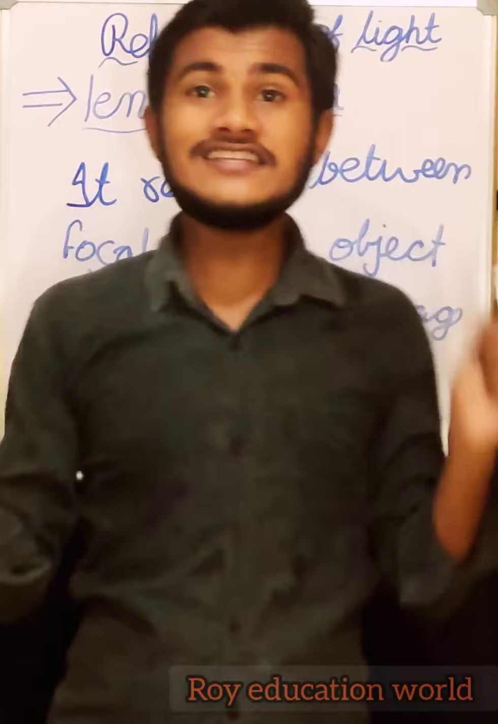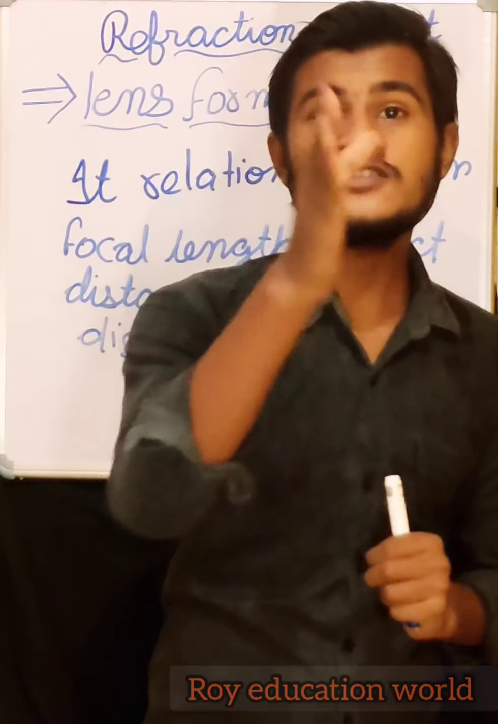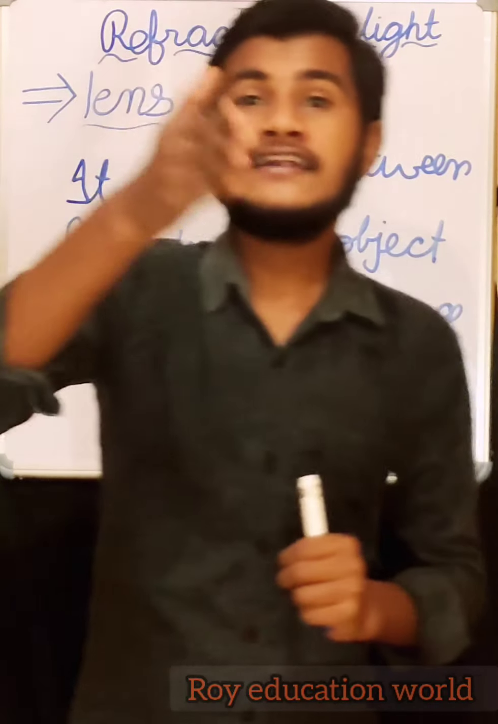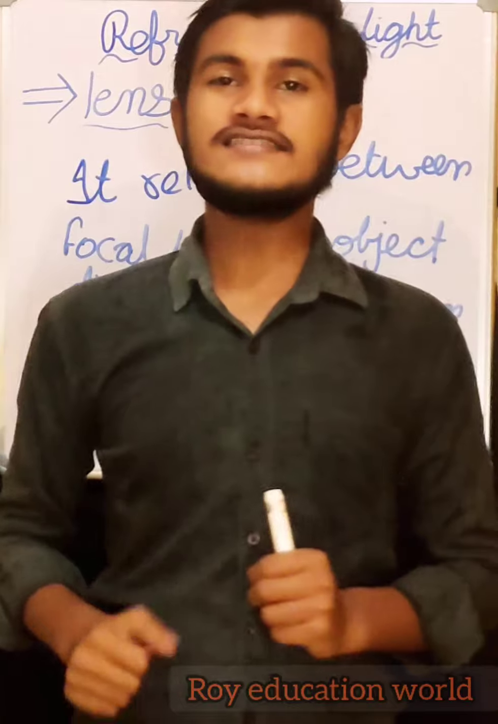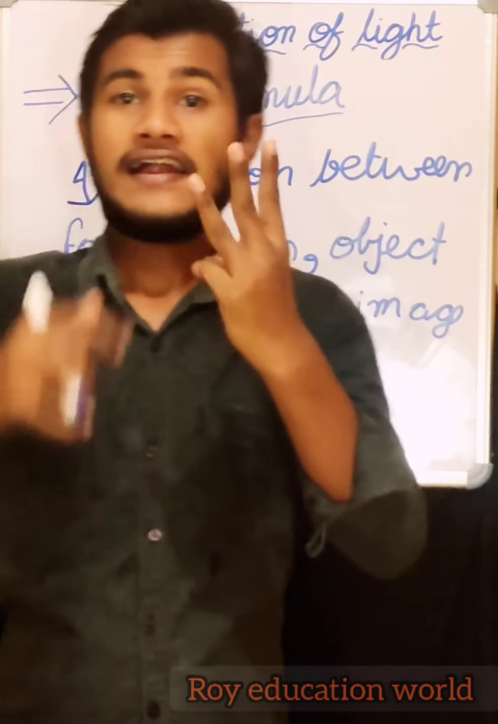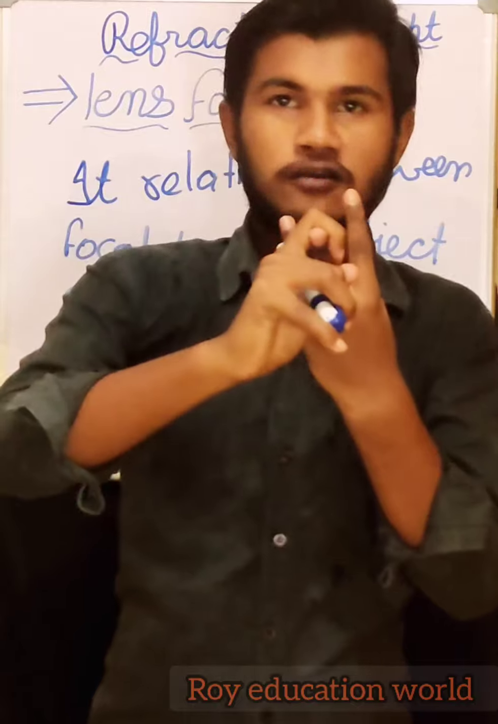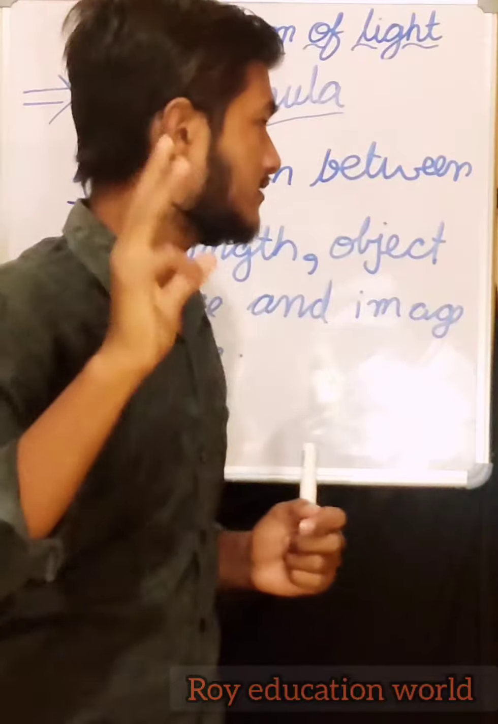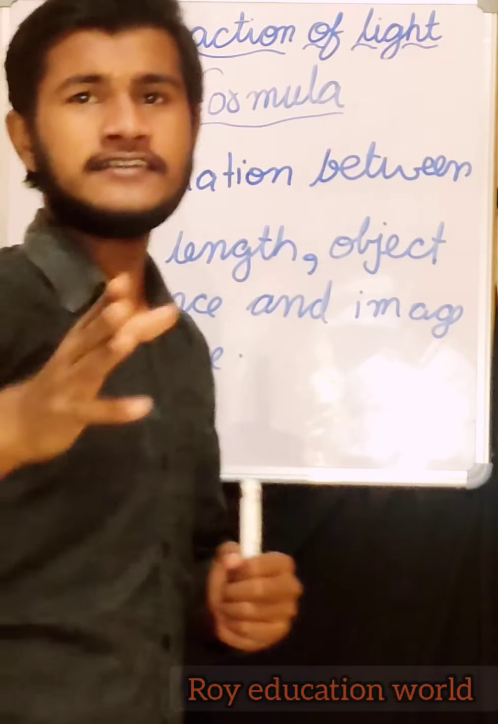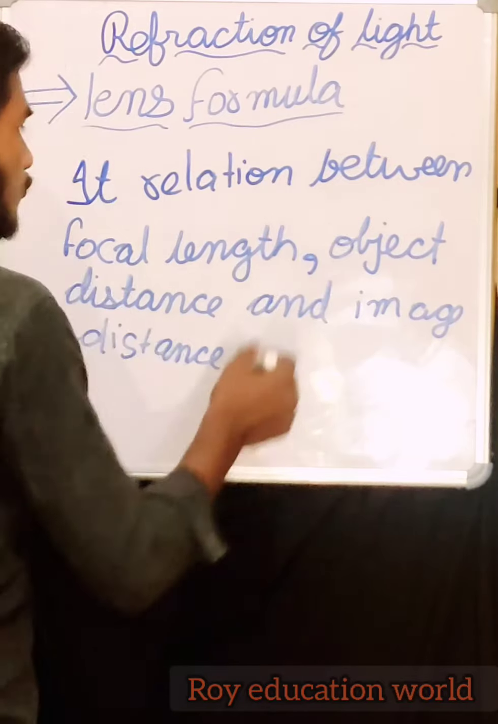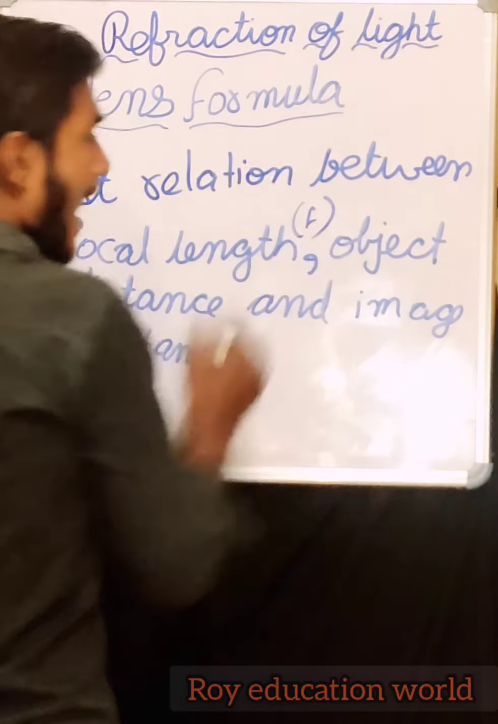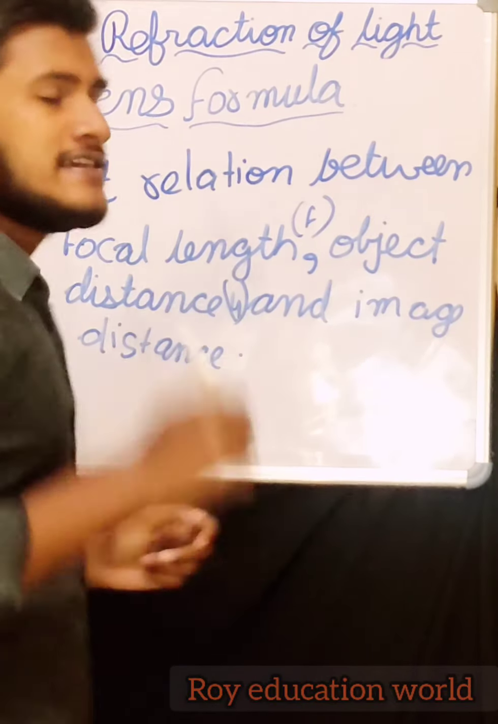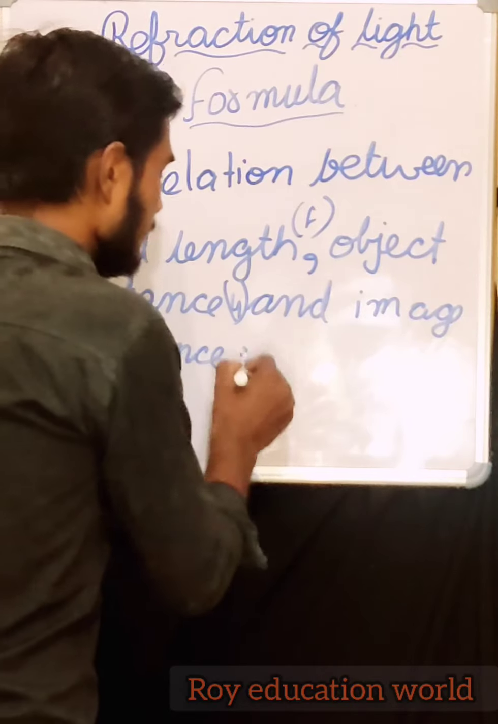And now, what is lens formula? Lens formula is the relation between focal length, image distance and object distance. There are three things: focal length, object distance and image distance. It is the relation between these three things. We represent focal length with f, the object distance with u, and image distance with v.